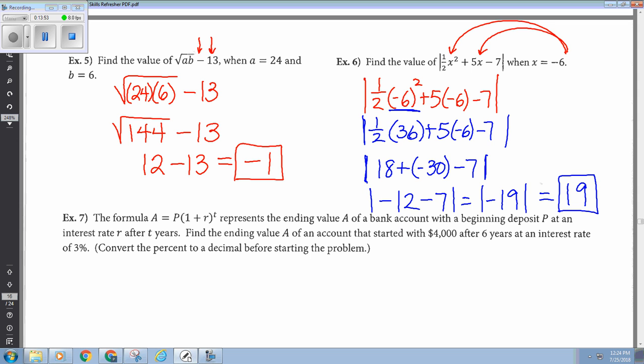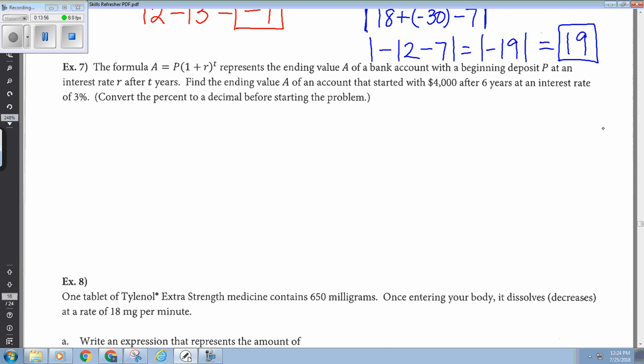So, as I mentioned, we're going to try a couple more problems together as well. Both of them involve evaluating an expression. Example 7, the formula A equals P, parentheses, 1 plus R to the T power, represents the ending value A of a bank account with a beginning deposit P and an interest rate R after T years. Find the ending value A of an account that started with $4,000 after 6 years at an interest rate of 3%. Convert the percent to a decimal before starting the problem. So there's a lot in that problem, but it's nothing that we can't handle.